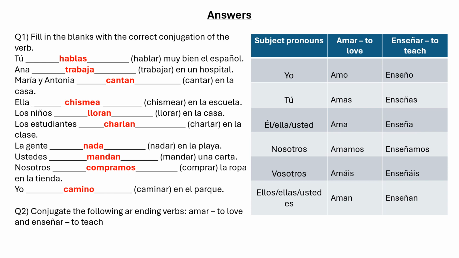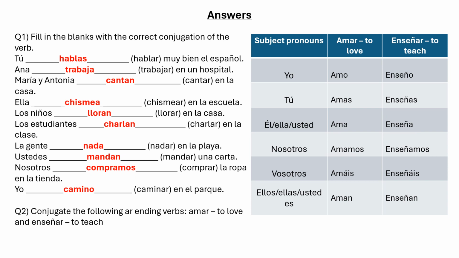Ella chismea en la escuela. She gossips in the school. Los niños lloran en la casa. The children cry in the house. Los estudiantes charlan en la clase. The students chat in the class. Again here, los estudiantes would be considered a plural because it is they, the students. So we will follow the last conjugation, the ellos ellas conjugation for this.